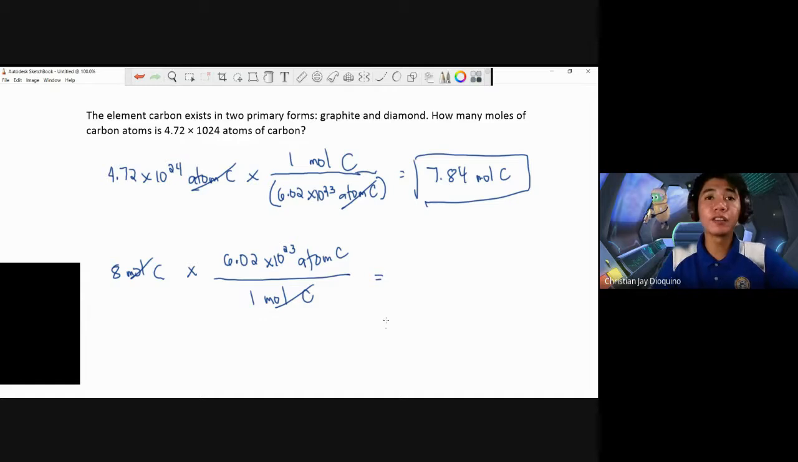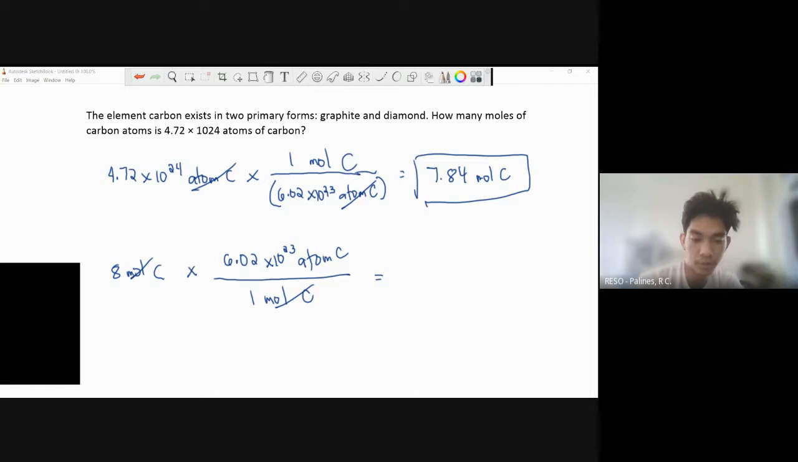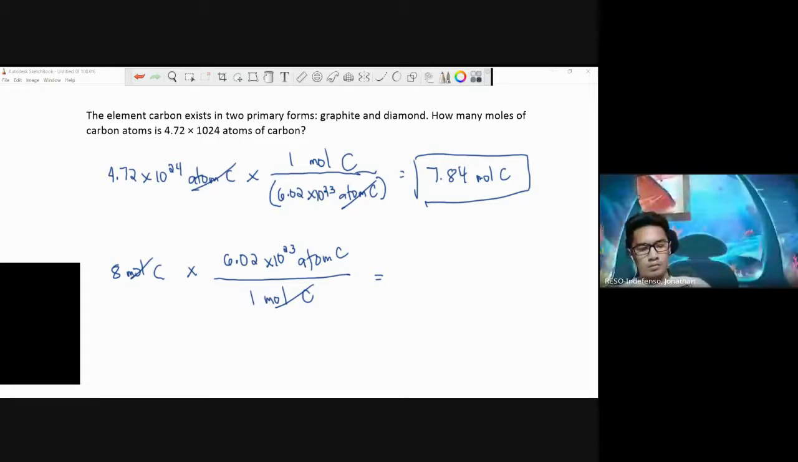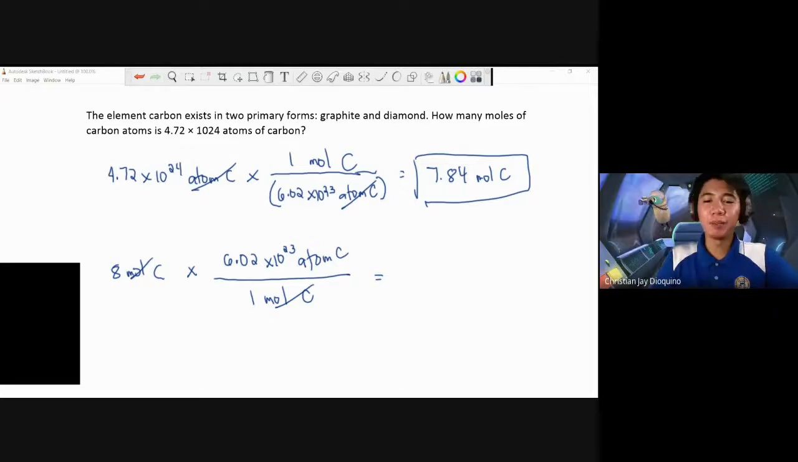Then, the answer is... Reggie? Sir, try lang po. 4.82 po. 4.82. Meron ka pang raise? May raise to ano pa yan? Ano? Wala. How about the others? May raise pa ba Sir, yan? Sa akin meron po. Okay. May raise pa yan.